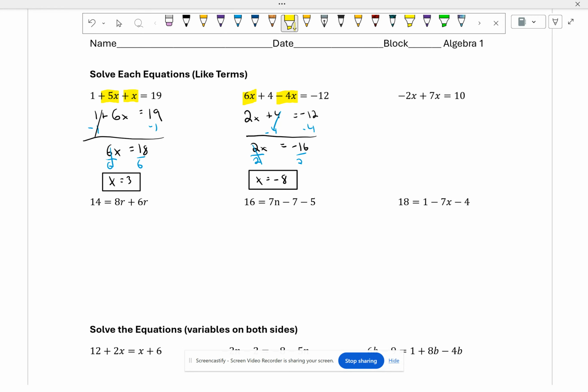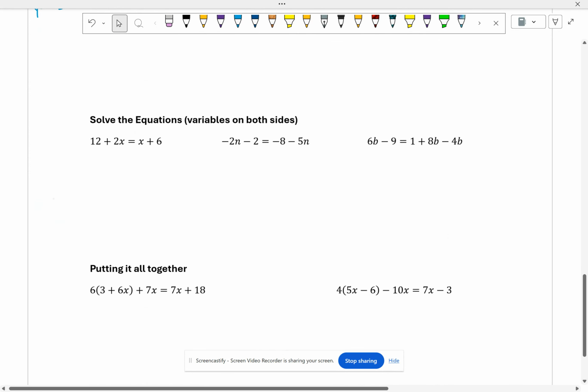And minus 2x plus 7x. If I had negative 2x's and I add 7x's, that's just 5x's in total. Equals 10. So 5 times what equals 10? I mean, that's just 2. I'm not even going to bother doing the division step. I can do that one in my head. These ones are for you to try and see what you can get. Make sure you show your work.